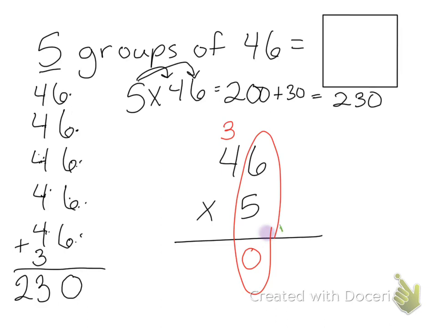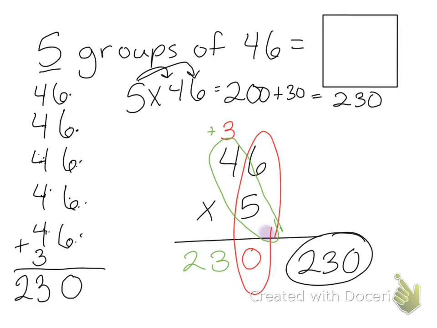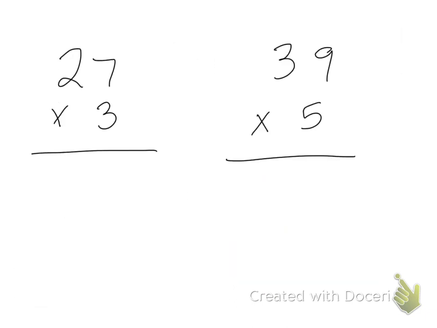Now we'll find the total number of tens. And we do that by doing 5 groups of 4. So 5 groups of 4 tens is 20 tens. And then I add that other 3 tens that I had before. So 20 plus 3 more is 23. So my total answer is 230.